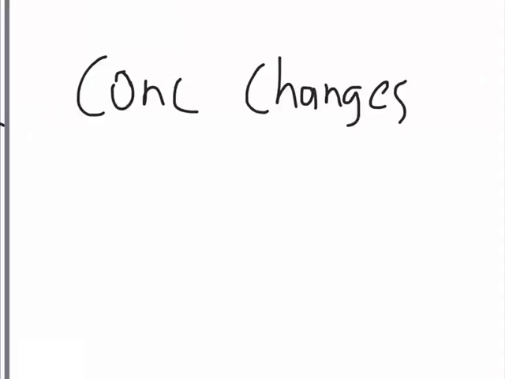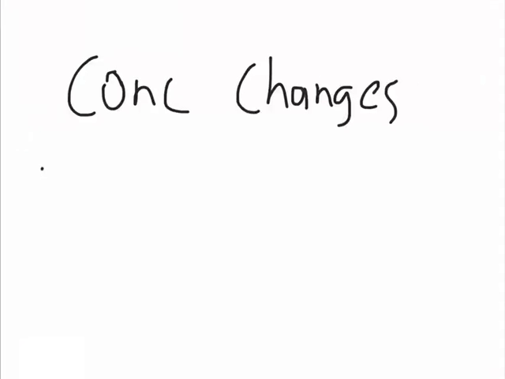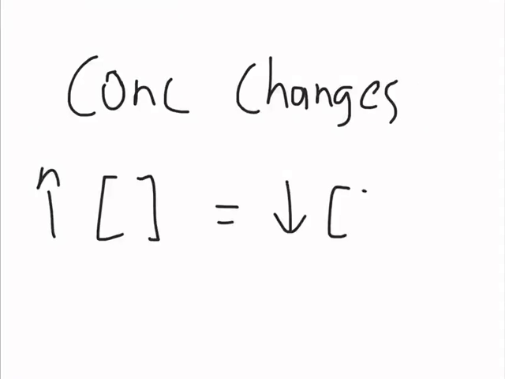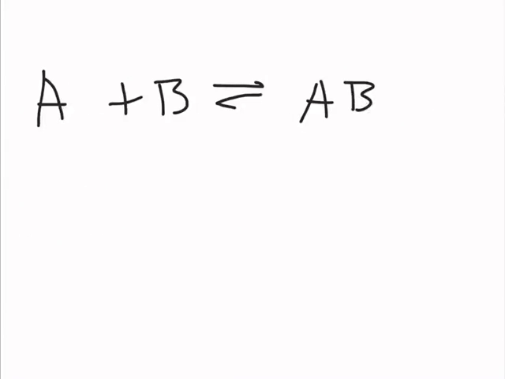The next factor is concentration changes. Le Chatelier's principle states that if we increase the concentration of something, then that reaction is going to try to decrease the concentration of what we just added, right? Because it's going to try to counteract whatever we do to it. So let's take a look at this. We have A plus B turns into AB. If we increase the concentration of A, then the reaction is going to shift to the right.